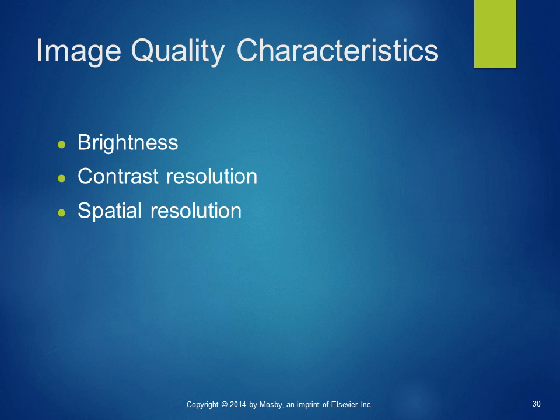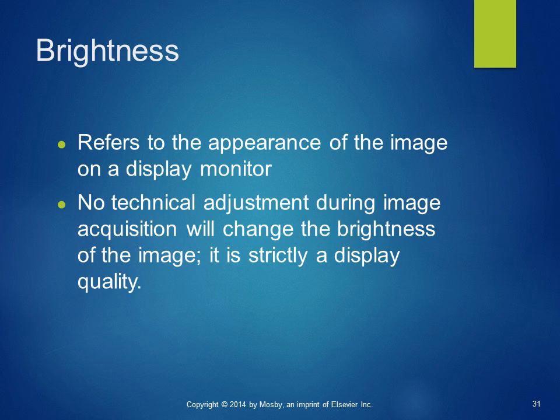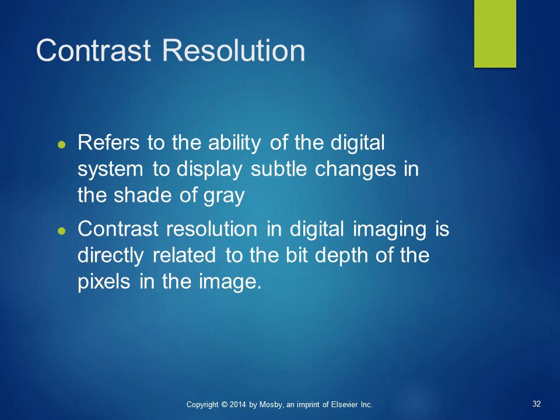Brightness, contrast resolution, and spatial resolution are all image quality characteristics. Brightness. I know we've discussed this many times before, but it does refer to the appearance of the image on a display monitor. No technical adjustment during image acquisition will change the brightness of the image. It is strictly a display quality.